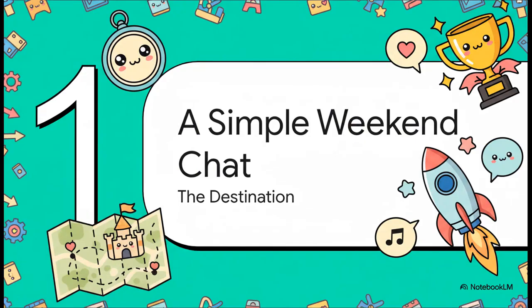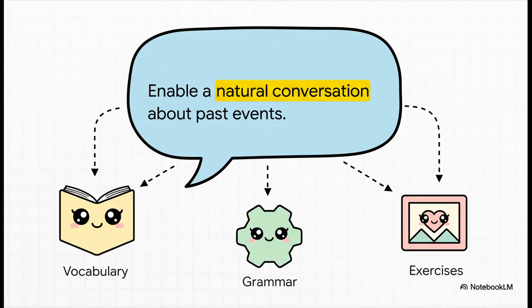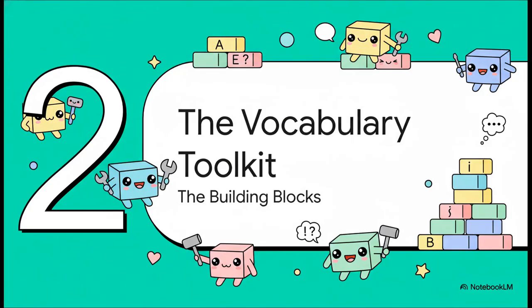Okay, so first things first, let's establish our destination. Before you can build anything, you've got to know what you're building towards, right? And for this lesson, it's all about one specific thing. The whole lesson, and I mean everything in it, is reverse engineered from this one single goal. Every word, every picture, every exercise is chosen specifically to help a student ask about someone's weekend and then be able to talk about their own. It's incredibly laser-focused.